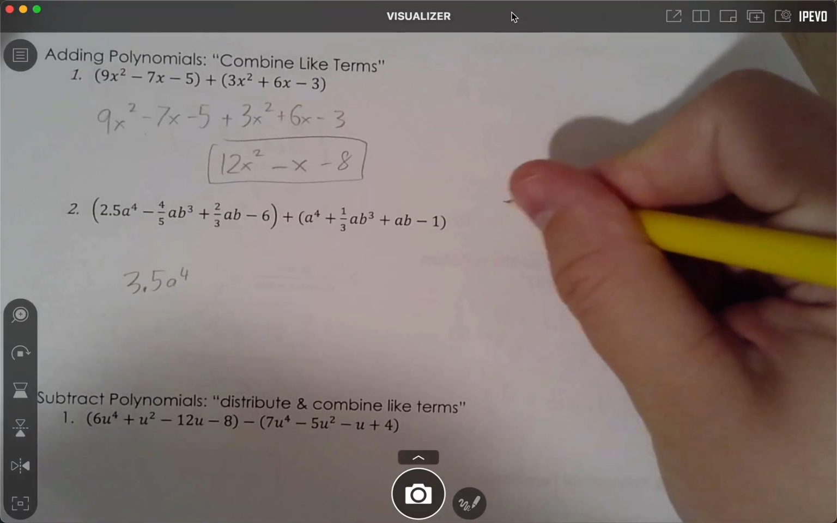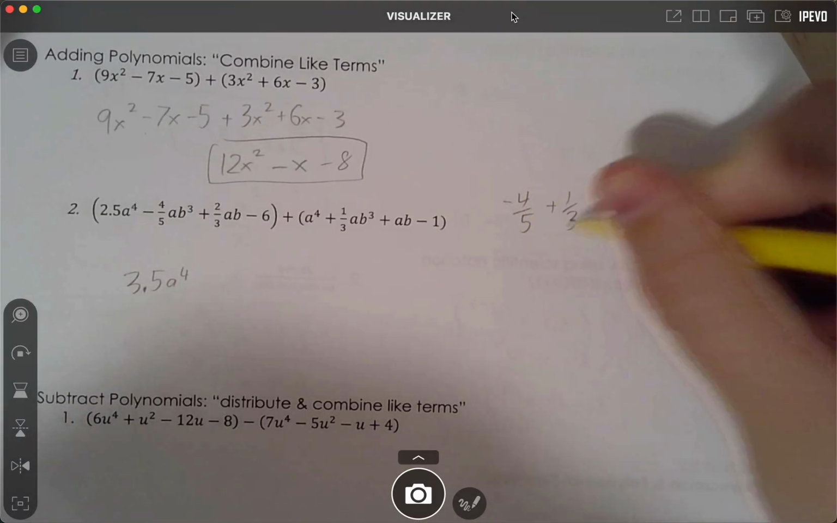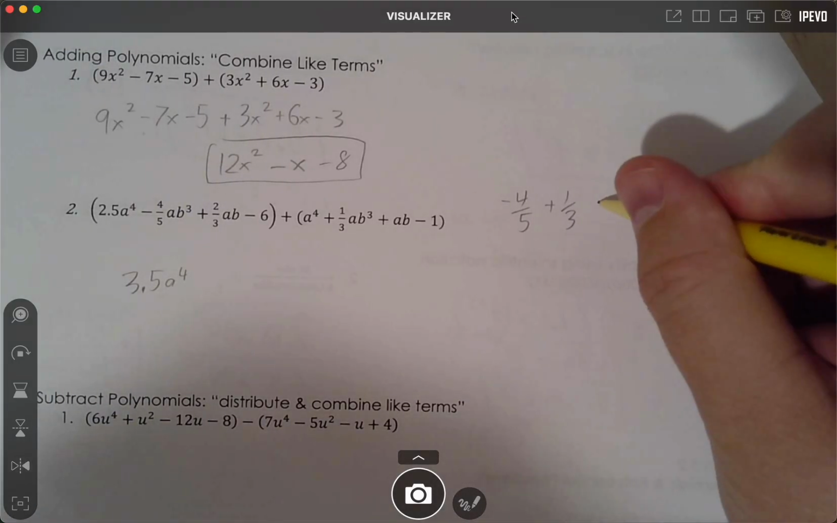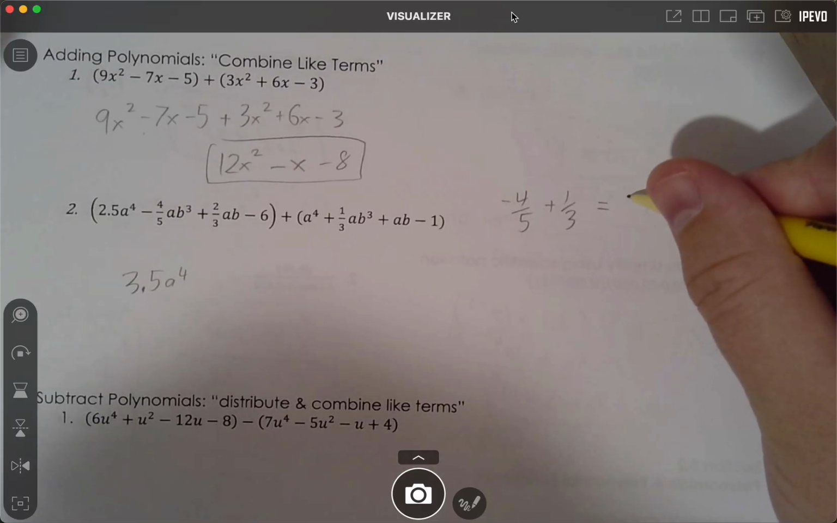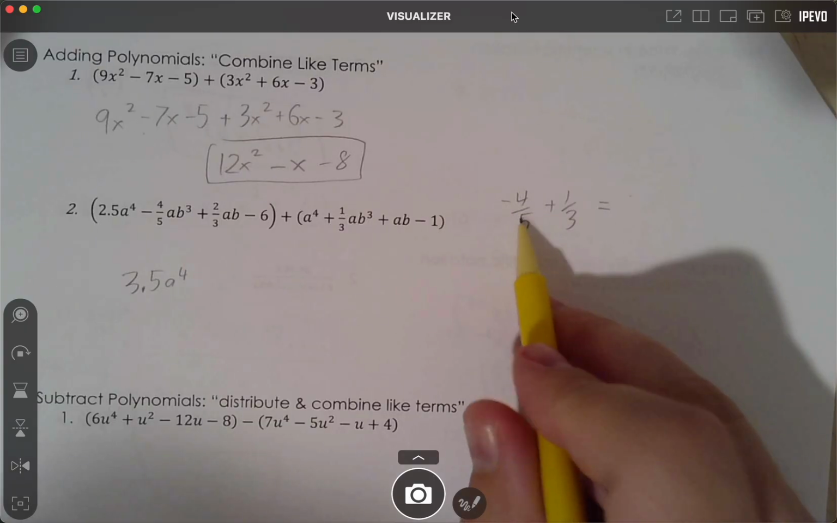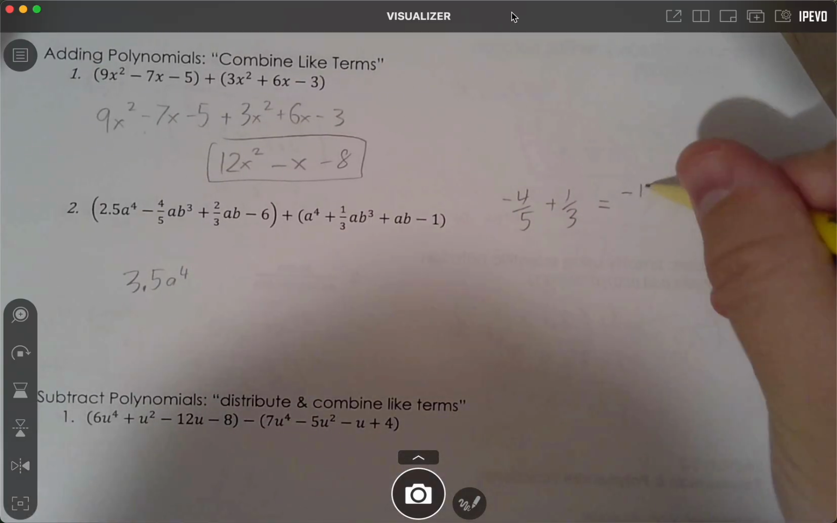Let's deal with that. Negative 4/5 plus 1/3, and we don't need to write the AB cubed. We'll write that after we deal with these fractions. When we want to add or subtract fractions, we need to create common denominators. That would happen here by multiplying this by 3/3 and this by 5/5. Now, why are we doing that?